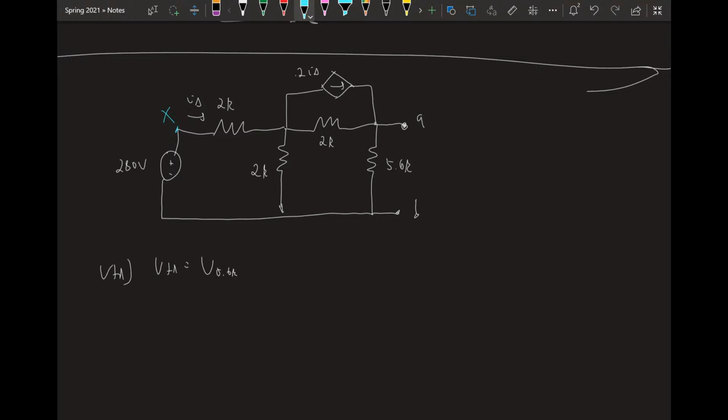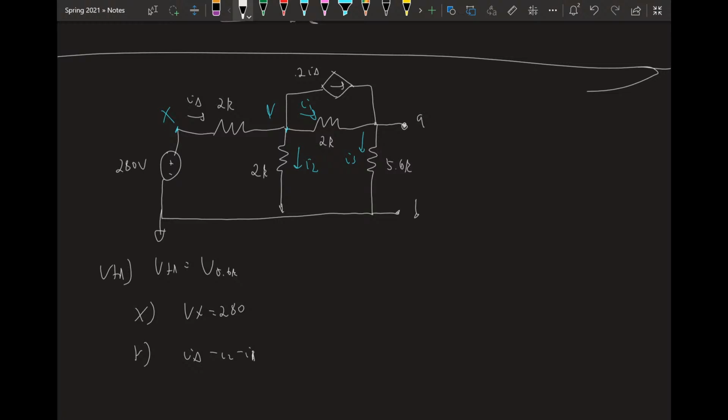And so then using our node voltage, which we should know very well now, at node X there's a 280 volt source, and I call this ground. So Vx is 280. At Y, it's going to be I delta minus I2 minus I1, minus 0.2 I delta. And I can solve for all of these in terms of node voltages.